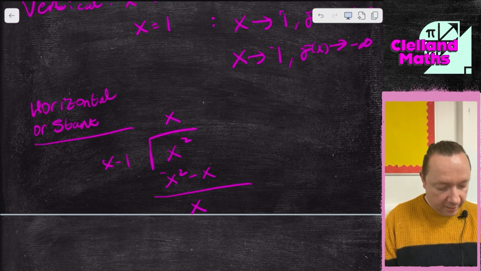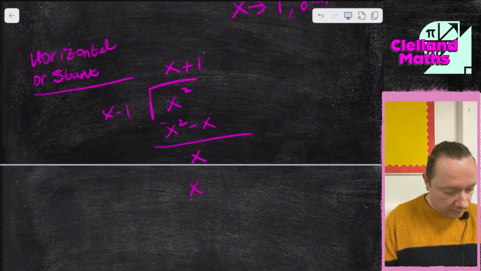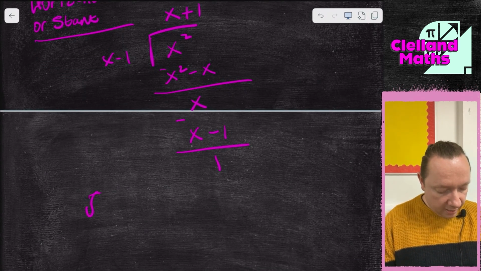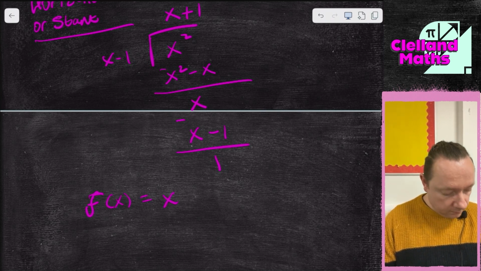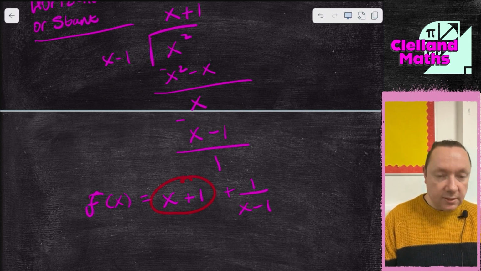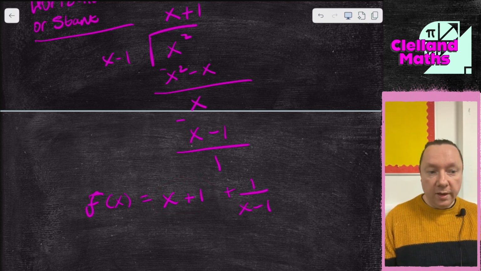And then you put it in again. x into x goes 1 time. 1 times x is x. 1 times minus 1 is minus 1. Take away, you get 1. So that means you can rewrite f of x as what we got, x plus 1, plus our remainder, which is 1 over x minus 1. And this bit here would be a slant asymptote, a non-vertical one.